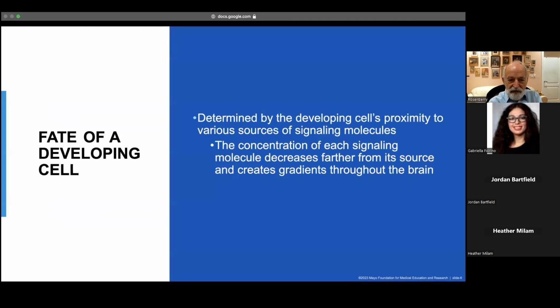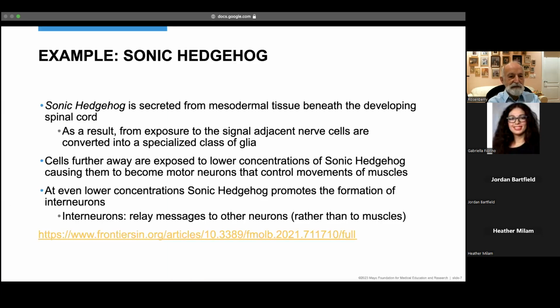The fate of a developing cell is determined by its proximity to various sources of signaling molecules. The concentration of each signaling molecule decreases farther from its source and creates gradients throughout the brain. And let's see if it gives an example of that in Sonic Hedgehog. Yes. Sonic Hedgehog is secreted from mesodermal tissue. So that's the middle layer beneath the developing spinal cord. As its exposure to signal increases, adjacent nerve cells are converted into a specialized class of glia.